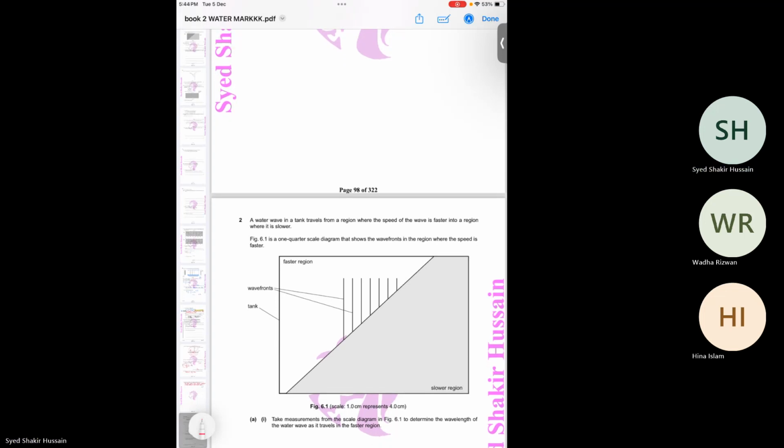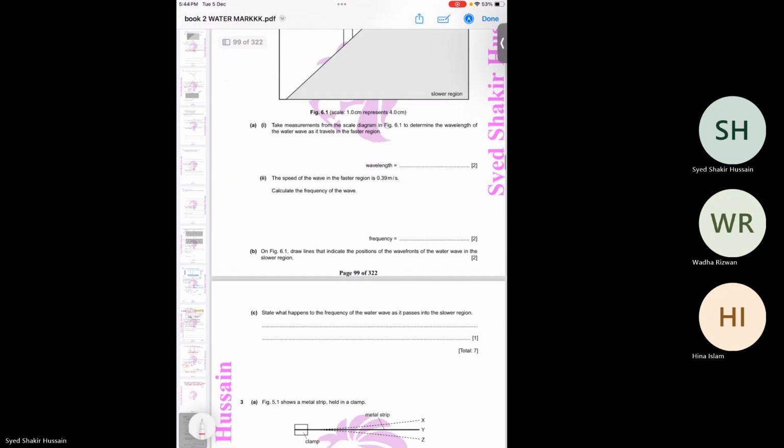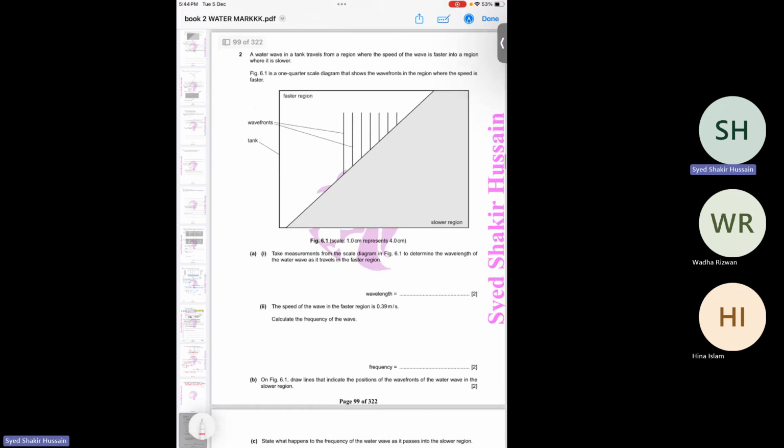All right. Then there's this next question, which says a water wave in a ripple tank travels from a region where the speed of the water is faster to a region where it is slower. Figure 6.1 is a one quarter scale diagram that shows the wavefronts in the region where the speed is faster. Take measurements from the scale diagram to determine the wavelength of the water as it travels in the faster region. So we need to find the wavelength.